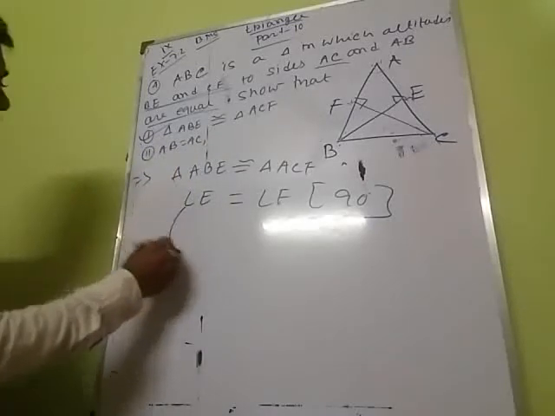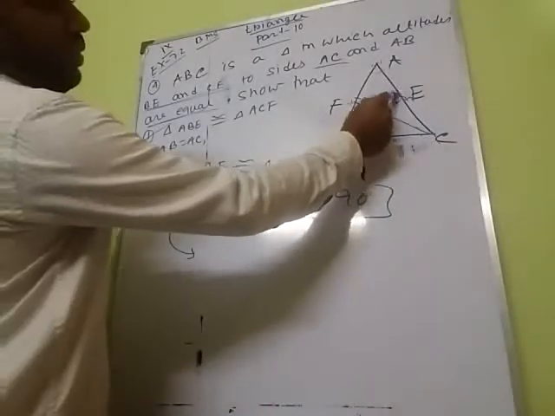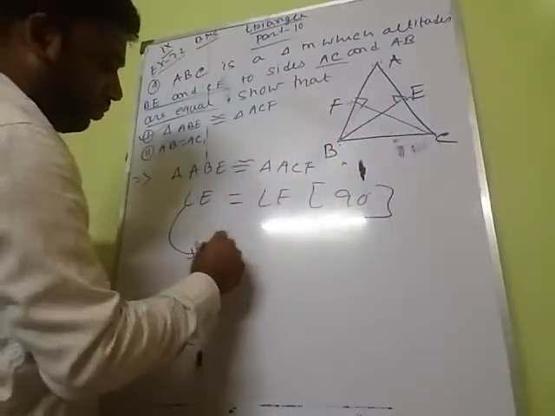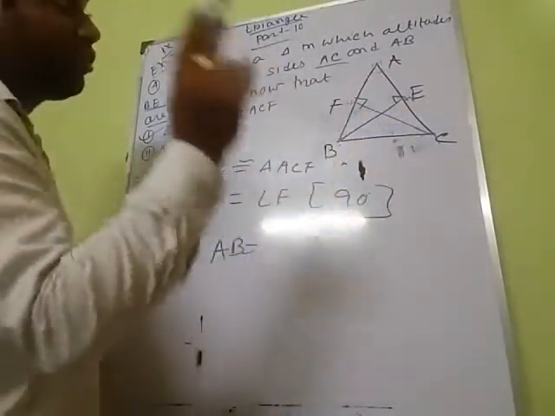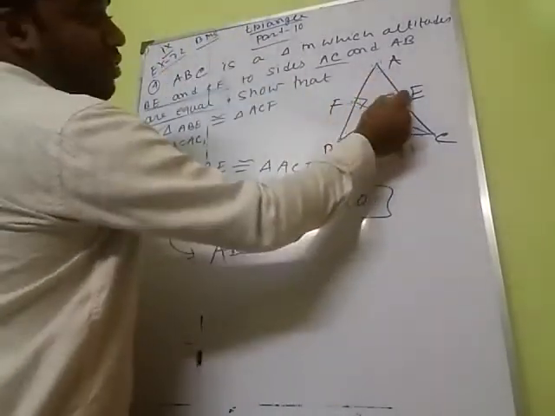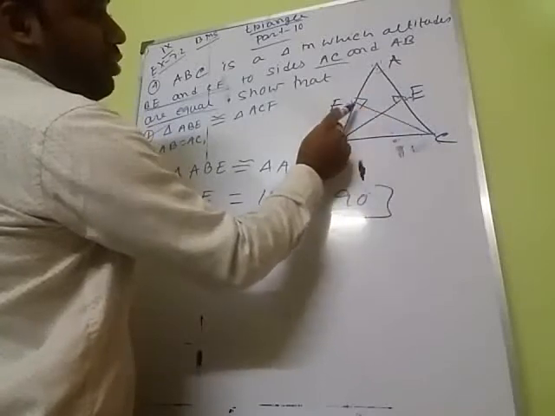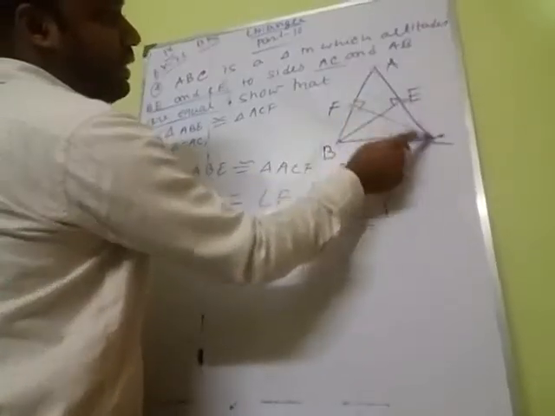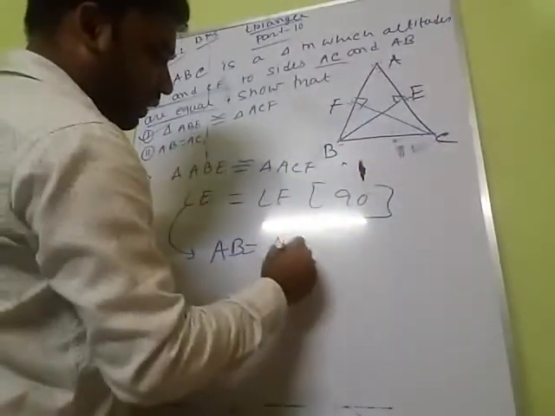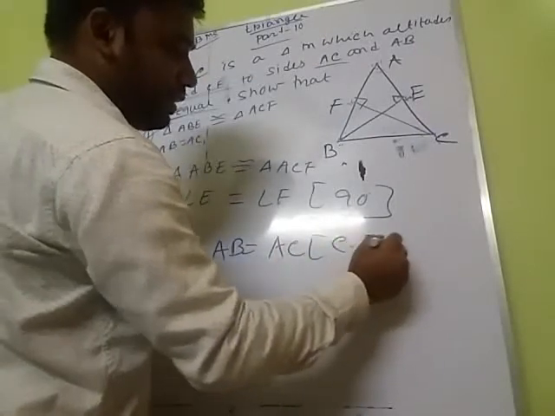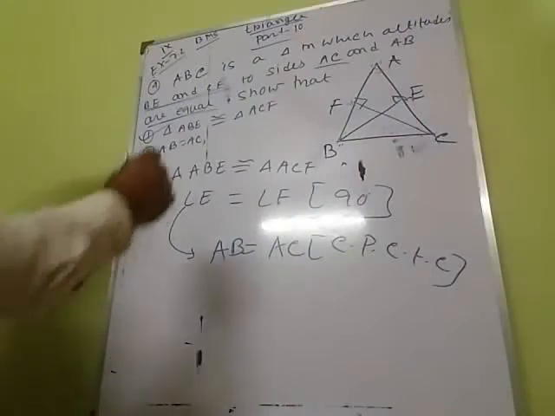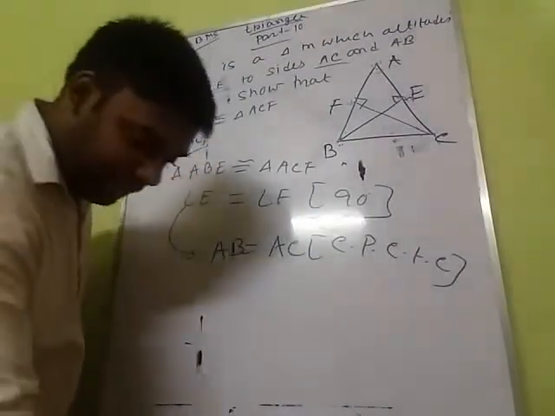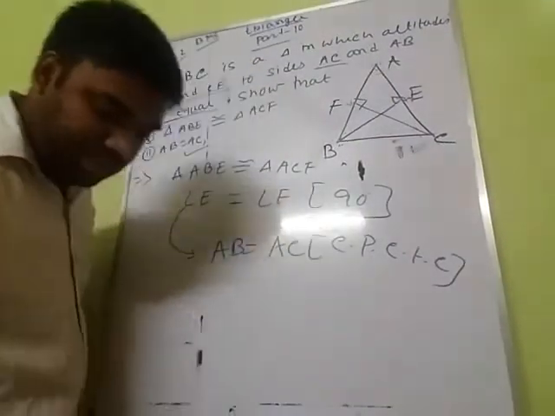Now, the opposite side of E is AB, and the opposite side of F is AC. The opposite side of angle E in triangle ABE is AB, and the opposite side of angle F in triangle ACF is AC. So AB equals AC by CPCTC. Okay, now this we have proved.